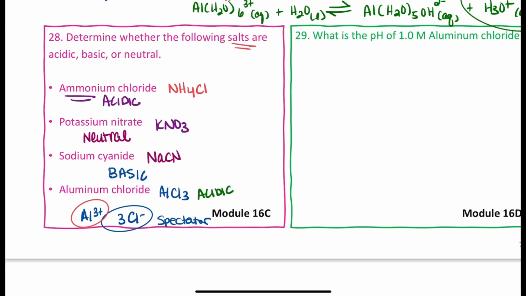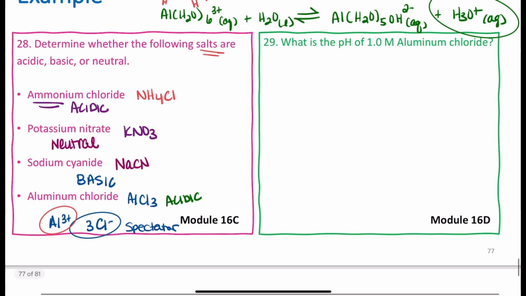It's small. It's not a group 1 or group 2 metal. It's highly charged. It's a +3. +2, +3, +4 will do it. So, what is the pH of a 1 molar aluminum chloride solution?